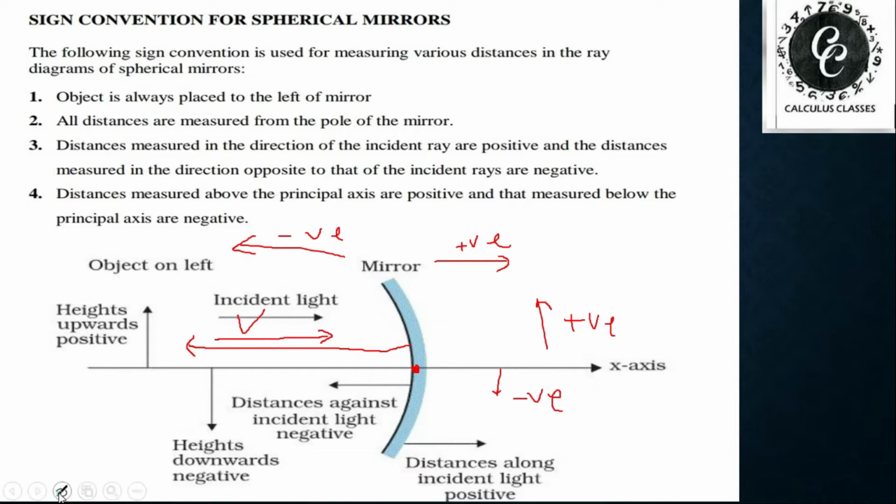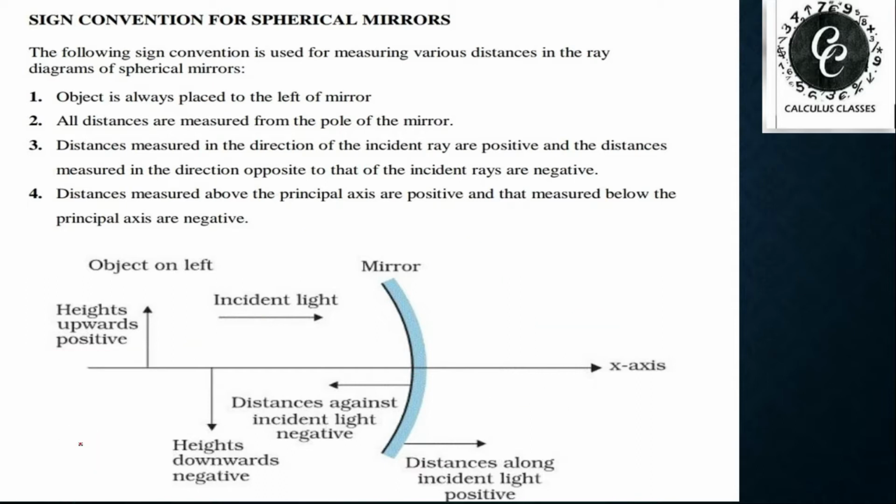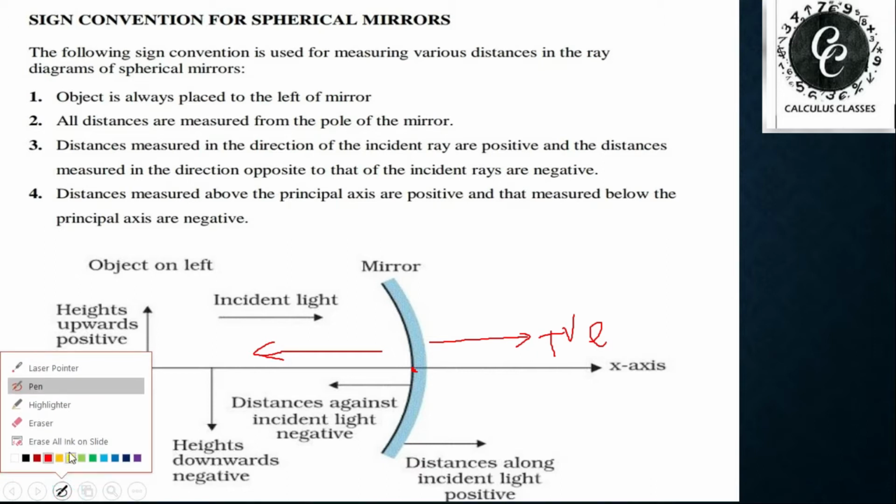I hope you understood this concept of distance measurement, or sign convention, for spherical mirrors. This sign convention will be applicable for all spherical mirrors as well as for all lenses. Again, distances measured in the opposite direction of the incident ray, in this direction, are negative, and distances measured in the same direction as the incident ray, in this direction, are positive. Above the principal axis positive and below the principal axis negative. I hope you understood well.